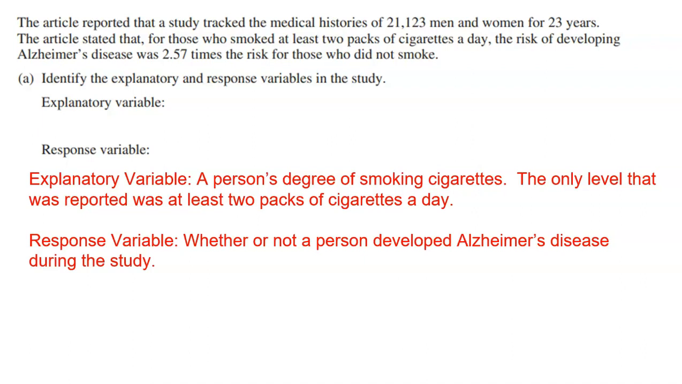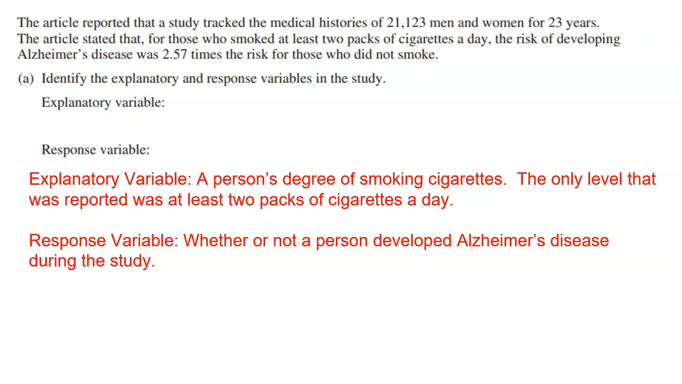So the explanatory variable here would be a person's degree of smoking, right? The final conclusion was that smoking has an association with Alzheimer's. So a person's degree of smoking cigarettes would be considered the explanatory variable. Now, the only level brought up in this short description was at least 2 packs a day, but maybe they looked at people that never smoked, people that smoked 1 pack a day, people that occasionally smoked, people that smoked 1.5 packs a day. Who knows how many actual levels they looked at, but they probably did some analysis of that. But the degree to which a person smokes cigarettes would be the explanatory variable.